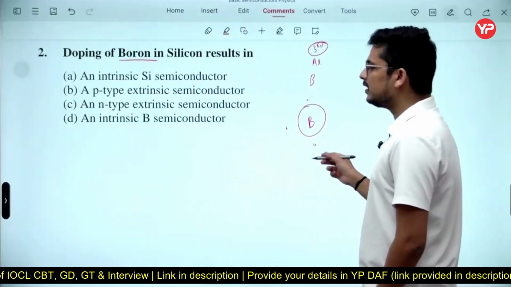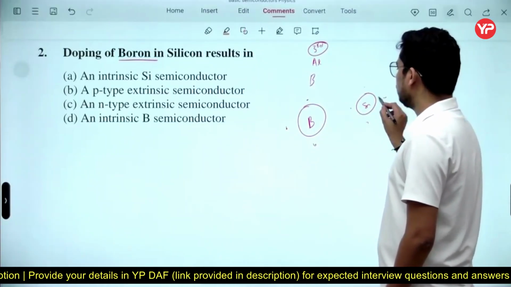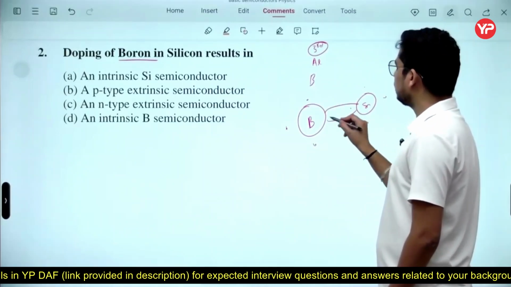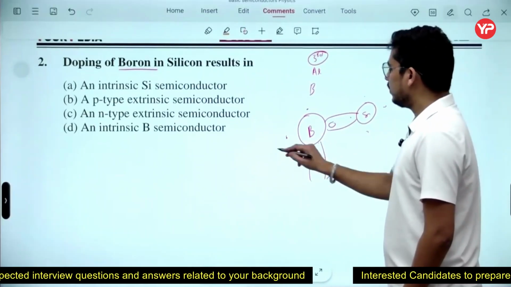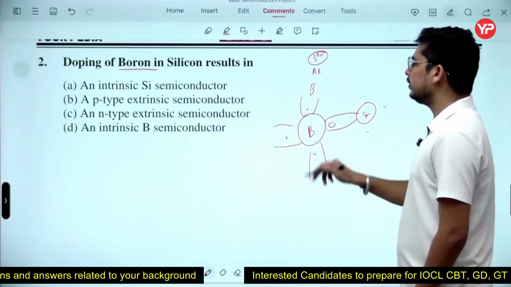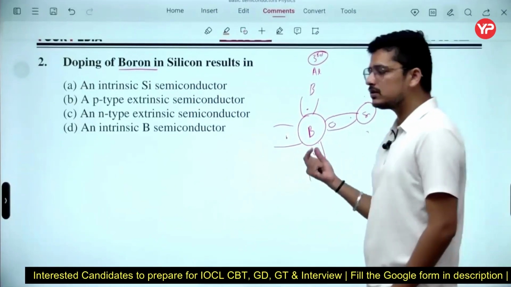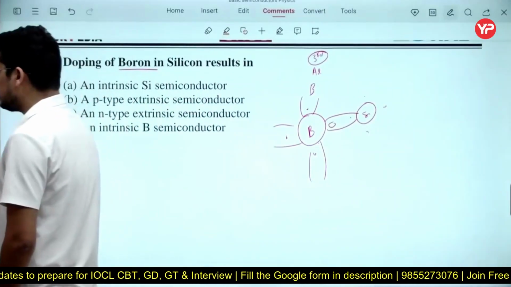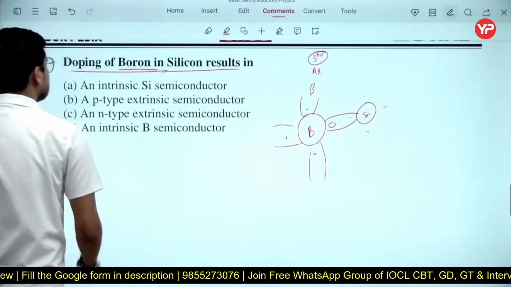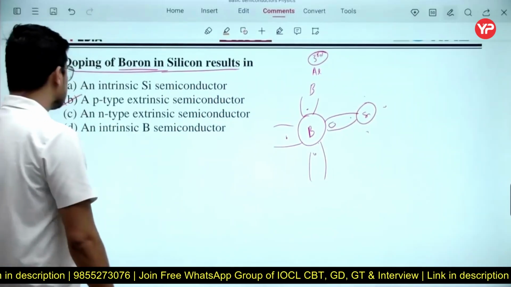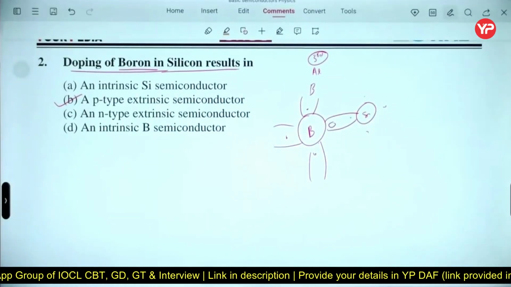So whenever it is making the covalent bond with the silicon like this, it does not have one electron to make the covalent bond, so there will be a vacancy of an electron that will introduce a hole. So every boron atom which we introduce inside the semiconductor will give you one hole. Hole is a positive type of charge carrier. That's why doping of boron in silicon results in a p-type extrinsic semiconductor. Your answer is correct. You gave the correct answer.